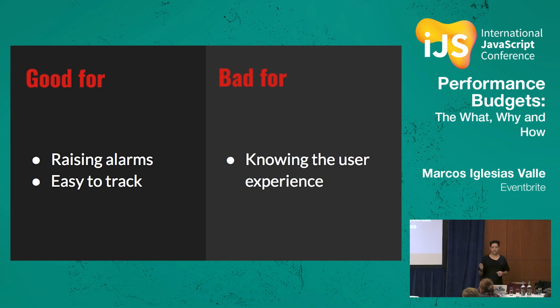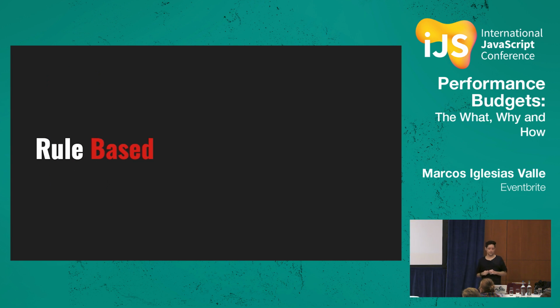Another group of metrics is the rule-based scores. They are generated by applications and browser extensions, and their output is a single score or a series of scores for your site.